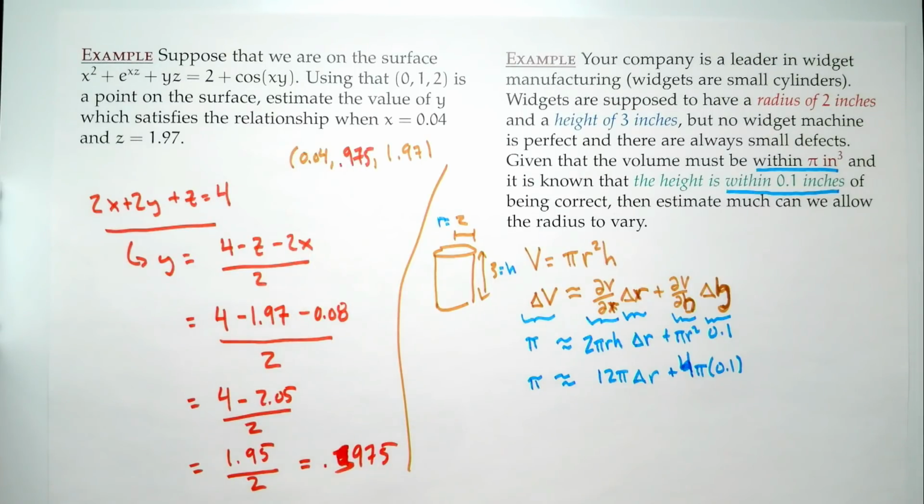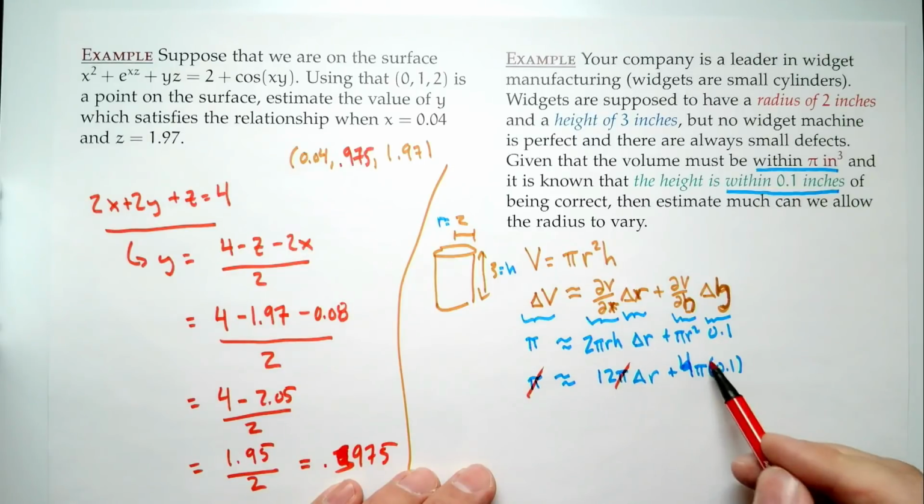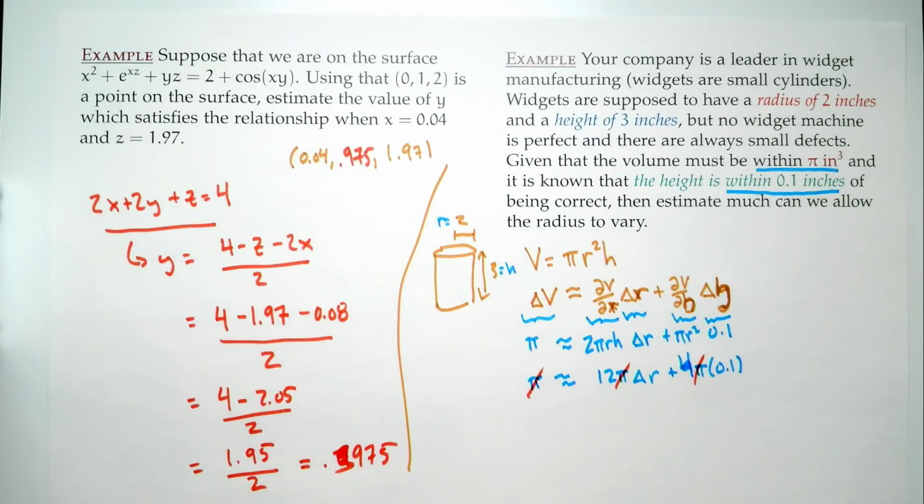All right, now what happens? Solve for delta r. It's the only thing we don't know. How much can we tolerate for delta r? Well, notice everything has a pi. So we can get rid of the pi's. All right. So then what happens? Well, I can think of this as 0.4. I'll move it across. Right now it's 1. So if I subtract 0.4, that leaves me with 0.6 is approximately 12 delta r.